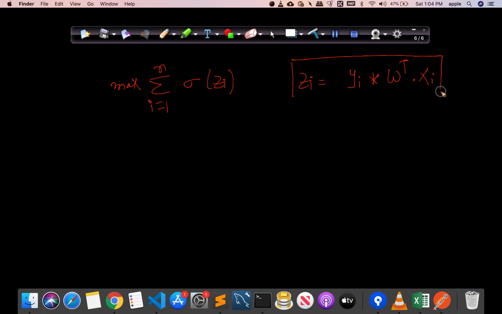Until now, what we have seen was we wanted to maximize this equation. This is i equals 1 to n, for points from 1 to n, sigmoid of zi, where zi equals yi w transpose xi. Here yi is the label of that point, w is the weight vector, and xi is a data point. Just note that xi will contain the actual values.